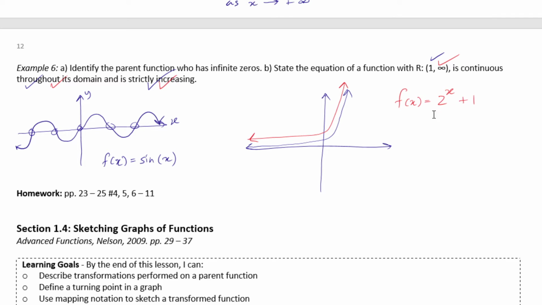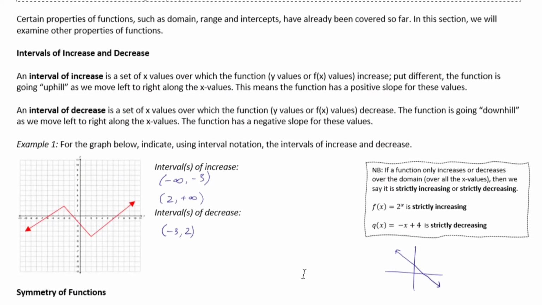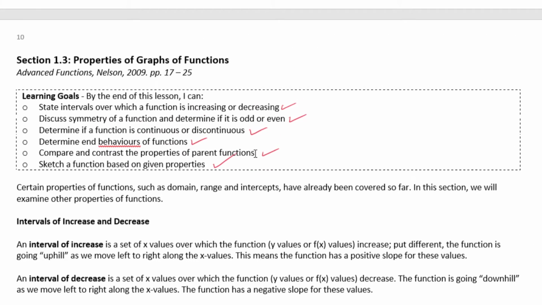Okay, just circling back on the original expectations for this lesson. We compared and contrasted properties, and we also sketched functions based on the given properties. Right, so it looks as though we covered all the learning goals for this lesson.